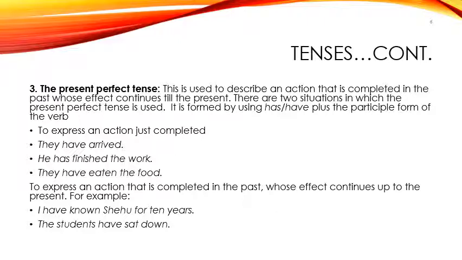Then the second function of present perfect tense is to express an action that is completed in the past, whose effect continues up to the present. For example, I have known Shehu for 10 years, meaning I still know him, but I have known him for 10 years. I believe you will understand the reason for the use of have in the example. Then the second one, the students have sat down. That's why we have sat, because the verb is irregular.